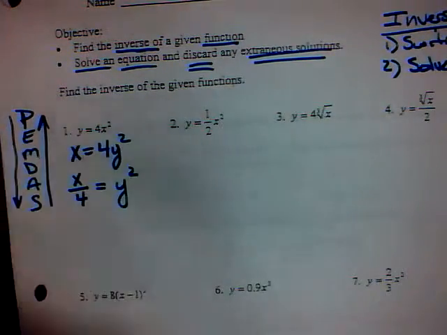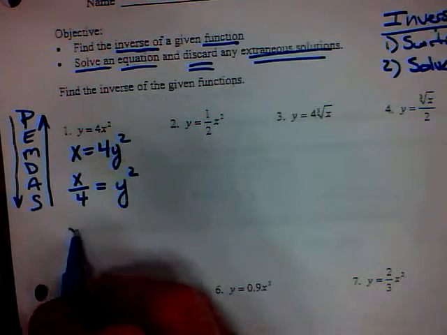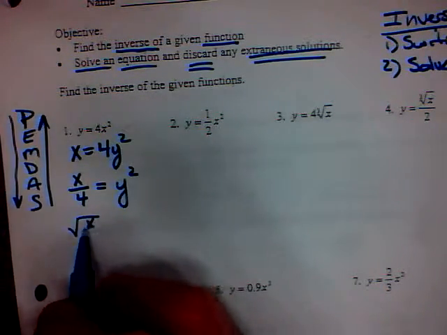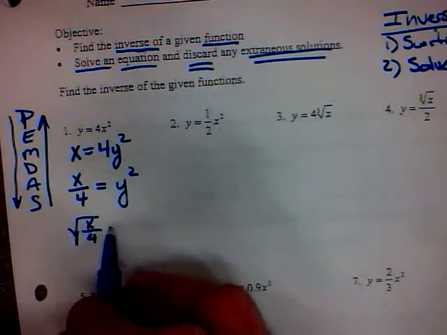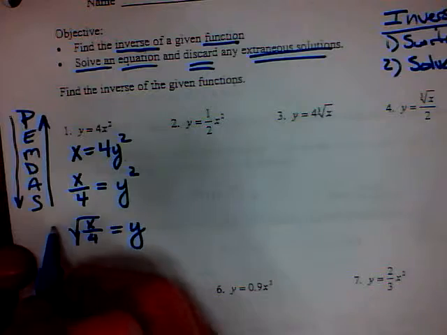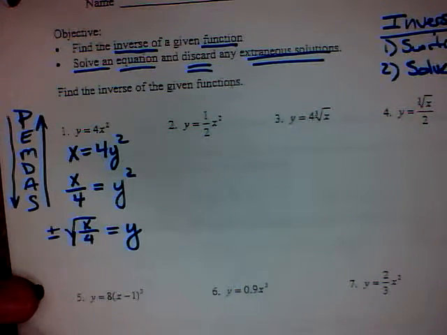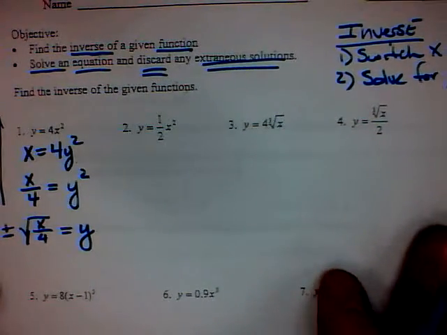And then we can get rid of the exponent, get rid of a squared, by doing the opposite, which is square root. That square root's over that entire side. And anytime you take the square root of both sides, any even root, you have a positive or negative in front. Okay? So that is the first problem. So let's do a second one here.